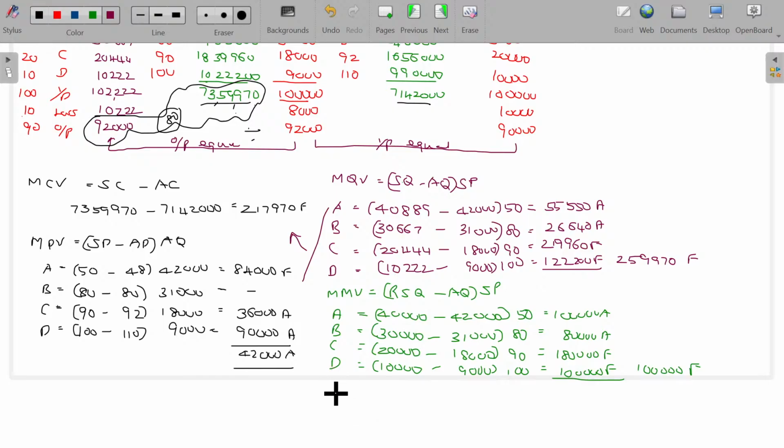Material yield variance. Actual yield minus standard yield for actual input with the standard output. Okay, with standard output into standard price per unit of output. Standard price per unit of output. Is that clear?